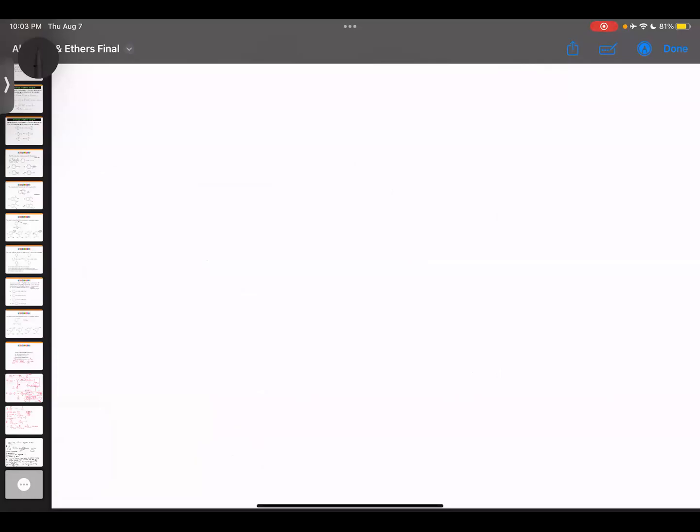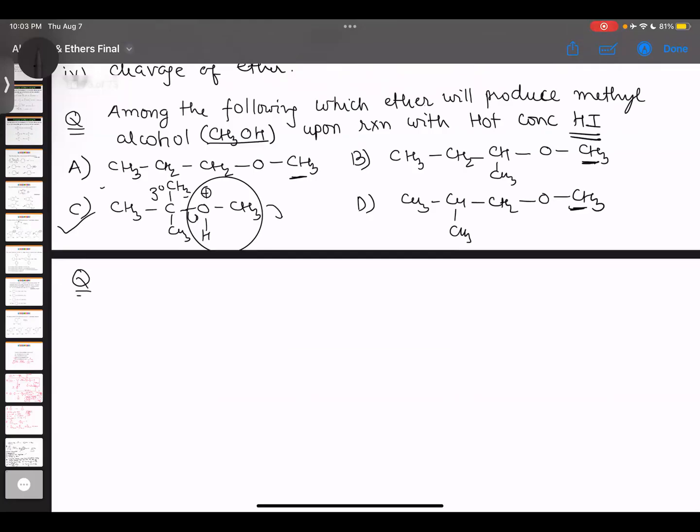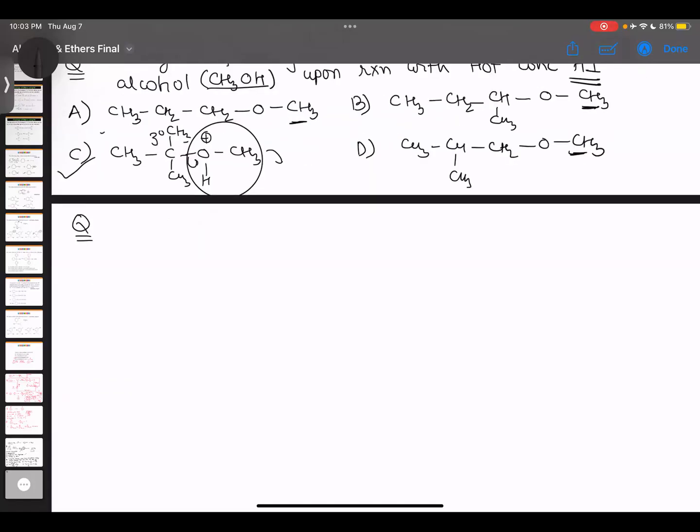In all the other cases, you have primary groups on both sides. So SN1 cannot happen, SN2 can happen. And if SN2 happens, it will happen on the CH3. CH3I, CH3I, CH3I. You cannot have CH3OH. That can form only in option C, because there you have a tertiary group. Got it? So I hope this is clear. Basic question, but a very important question. Next.